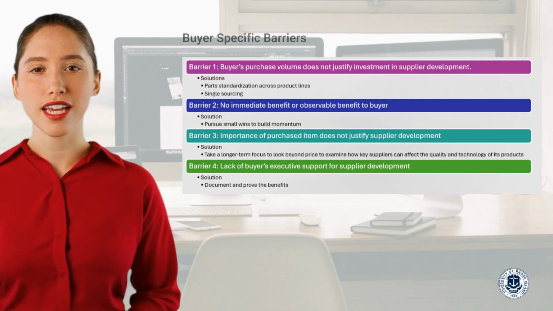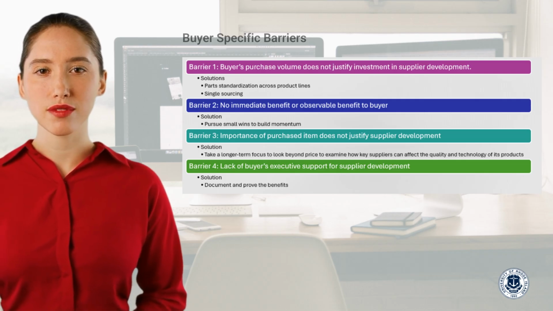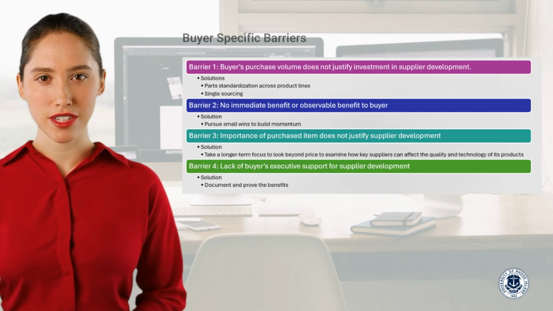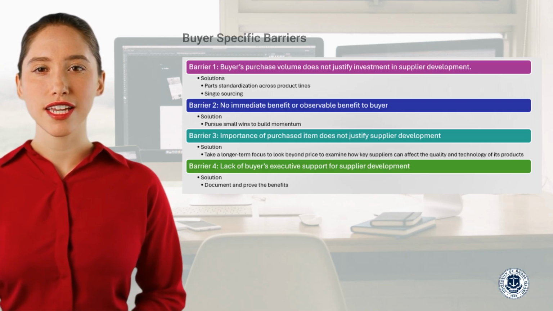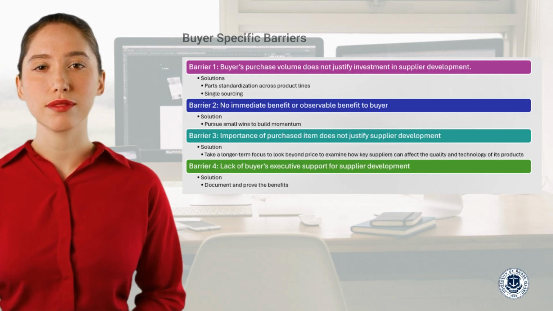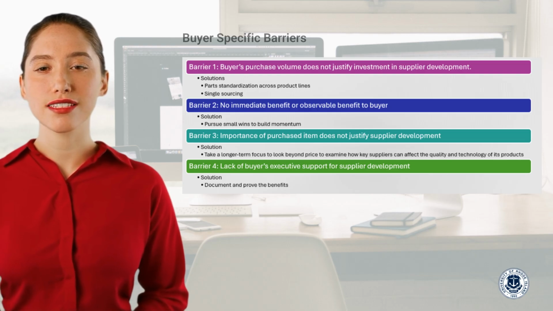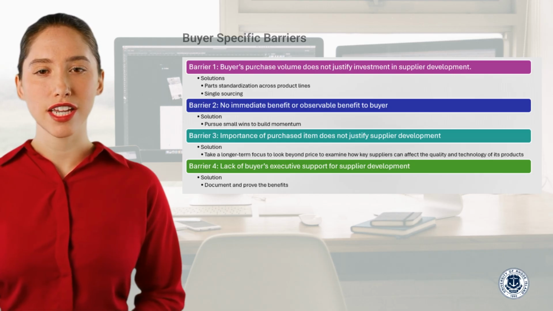The fourth barrier is a lack of executive support. Supplier development requires time, people, and money, and without leadership backing, it rarely succeeds. The best response is to document and communicate results. By measuring cost savings, quality improvements, and operational benefits, managers can demonstrate that supplier development is a strategic investment rather than an expense.